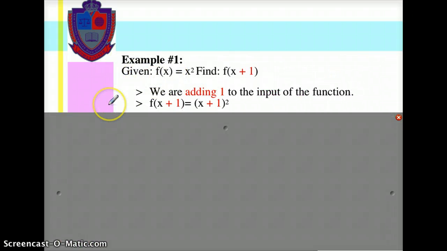In example 1, given f of x is equal to x squared, find f of x plus 1. All this means, you see the plus 1, is I am adding 1 to the input. So I would rewrite this as f of x plus 1. Remember substitution from last unit? We're going to substitute everywhere I see x in my f of x function, and replace it with x plus 1. So I will get this as my final answer. Remember the function was x squared, so I'm replacing x with x plus 1. I can work this out or I can leave it like that. It doesn't matter.